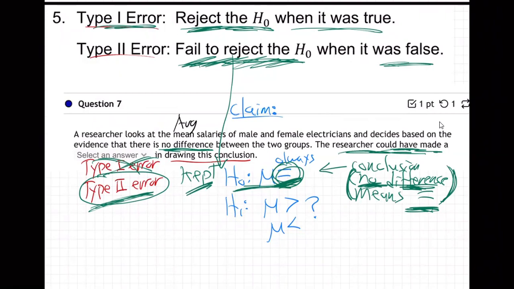You only make a type 1 error when you reject the null. He did not reject the null. See how we know that? He concluded no difference. He concluded equals. That's always the null. He kept the null. He failed to reject the null. So he might have made a type 2 error. A type 2 error is possible in this situation. A type 1 error is not possible in this situation.